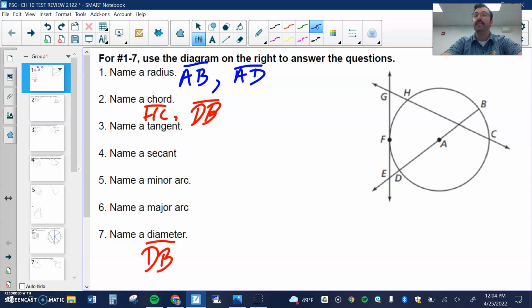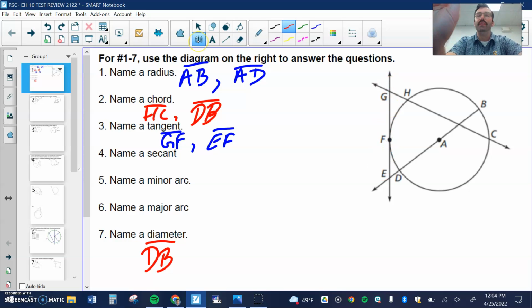It intersects at one point on the circle. It doesn't go through the circle, just touches. So the point of tangency is F. A tangent segment would be GF would be a good example. Okay? Or we could also say EF as well. Alright?